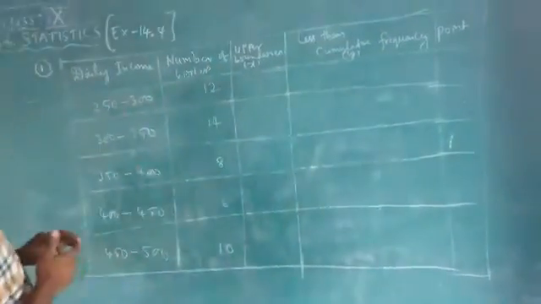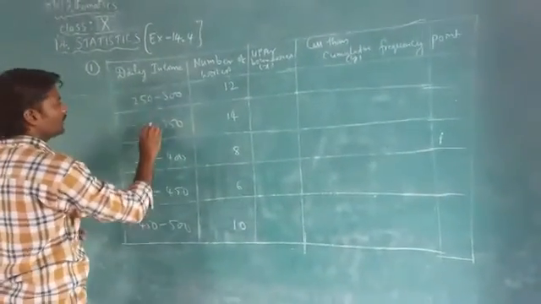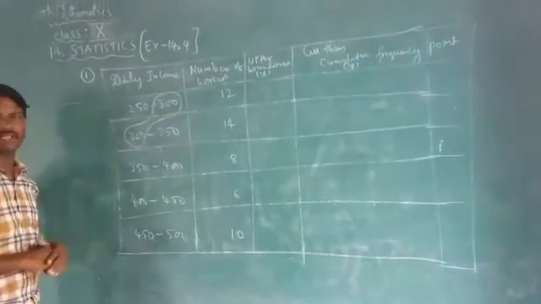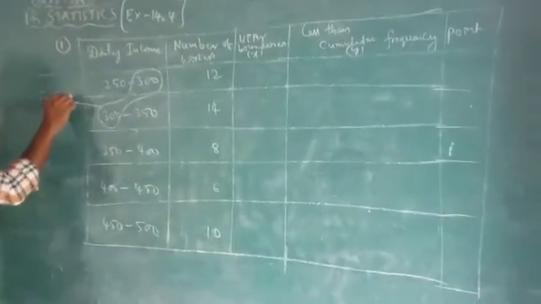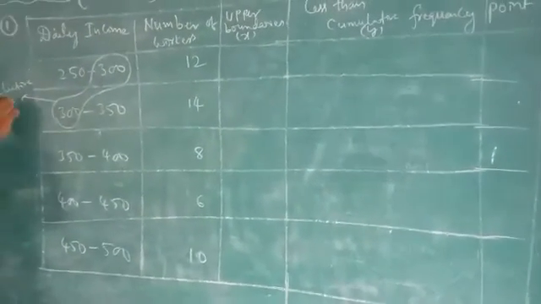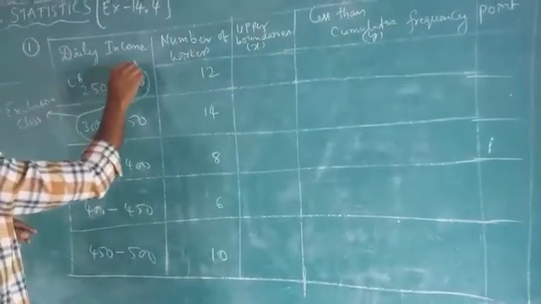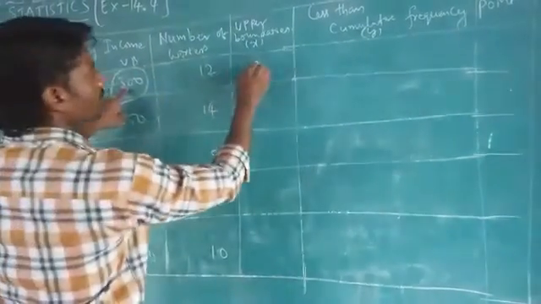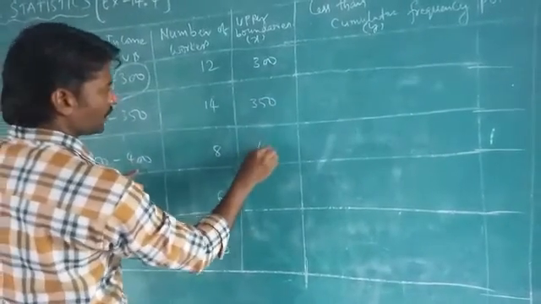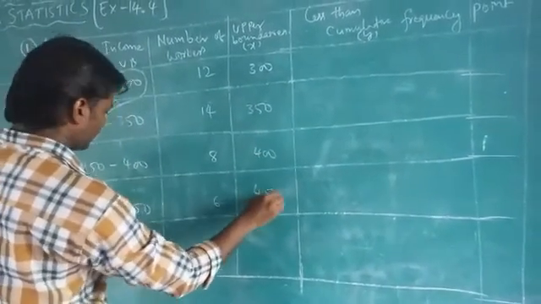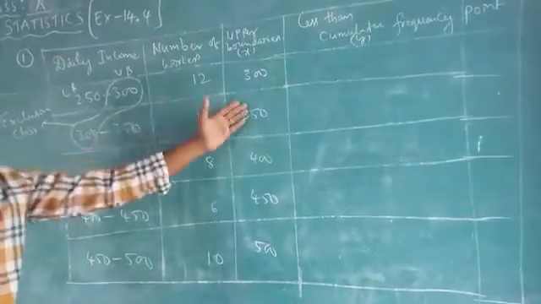Okay children, now don't get confused here. It is very simple. Just check whether they are exclusive or inclusive classes. Yes, they are exclusive classes, so no need to worry. Directly we take the upper boundary. This is the lower boundary, this is the upper boundary. The upper boundaries are 300, 350, 400, 450, and 500. So these are all x values, which you have to plot on the x-axis.